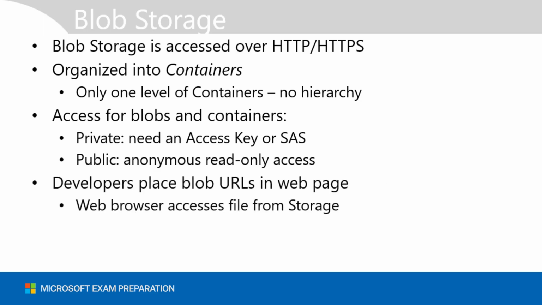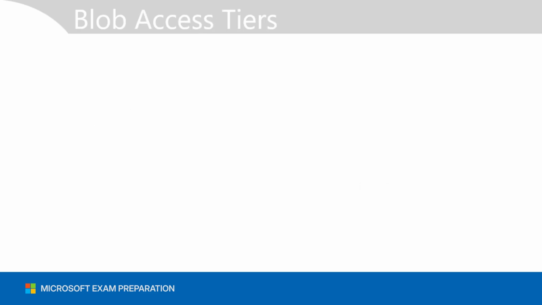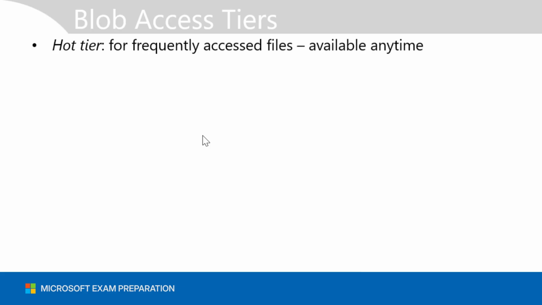Developers often place blob URLs in a web page and turn on anonymous access in many cases because then the web browser just takes the URL for the blob and accesses it from your Azure Storage account rather than back at your web server. So it's a nice way to sort of share the work in the cloud. When you set up blobs, each blob has a tier. So the tier is how accessible the blob is. Hot tier is the default. These are for files that are frequently accessed. They're always available.